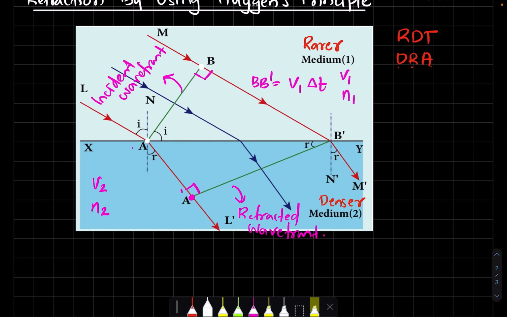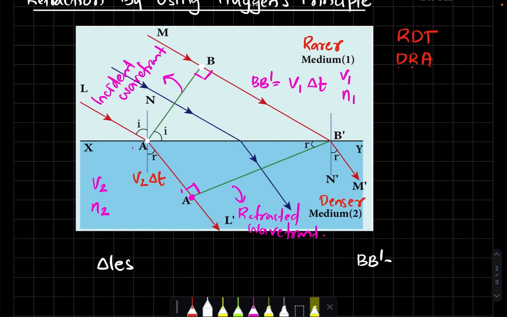Okay. So what can I write, how much is this? Here the velocity is V2, so it will be V2 delta T. So it is very clear. B B dash is equal to V1 delta T. A A dash is nothing but V2 delta T. Now you can consider the triangles. So I'll be writing it here. So how much is that?